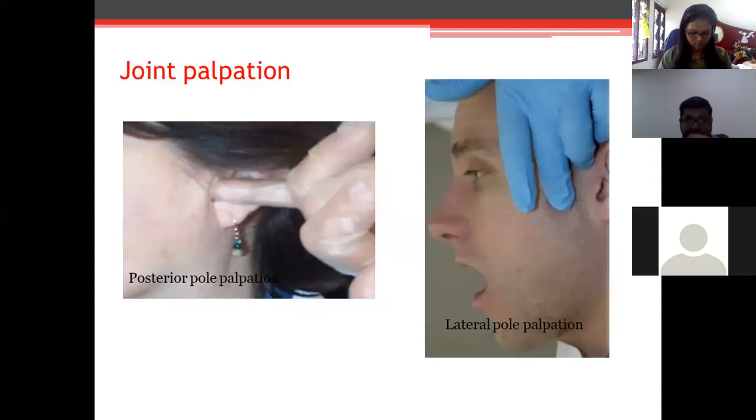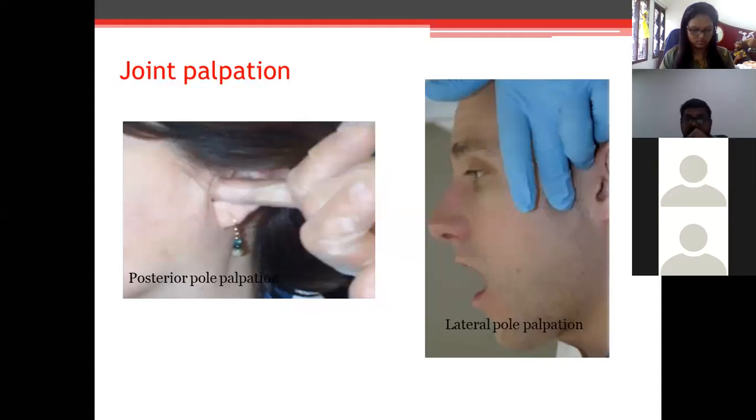Directly and indirectly, these muscles also have effects on the joint. Now, what do you mean by joint palpation? You can palpate the joint in two ways. One is the lateral pole palpation, and the second one is the posterior pole palpation. The lateral pole palpation is also known as the extra-auricular approach. That means you are not keeping your finger inside the patient's ear, you are just keeping your finger outside the patient's ear, and without any function, when you touch the lateral pole of the temporomandibular joint, if the patient feels pain, that may be an indication of synovitis or capsulitis.